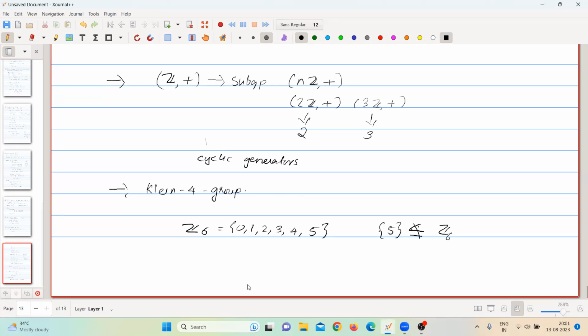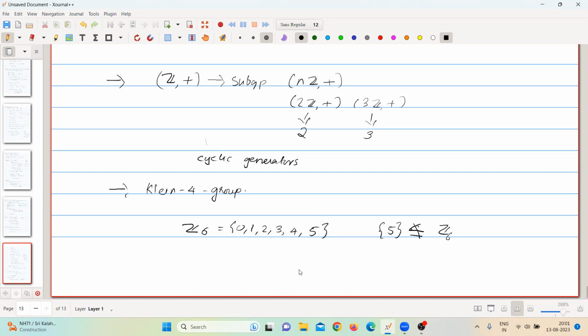One more person was asking something. In the cyclic case, the generators give the subgroups. Here we are dealing with the cyclic case. Actually, there are groups which are not cyclic. For example, Sn is not cyclic. Sn itself is a group, but it is not generated by some element. So in the cyclic case, we can say all the cyclic generators are subgroups. But in general, it is not true.